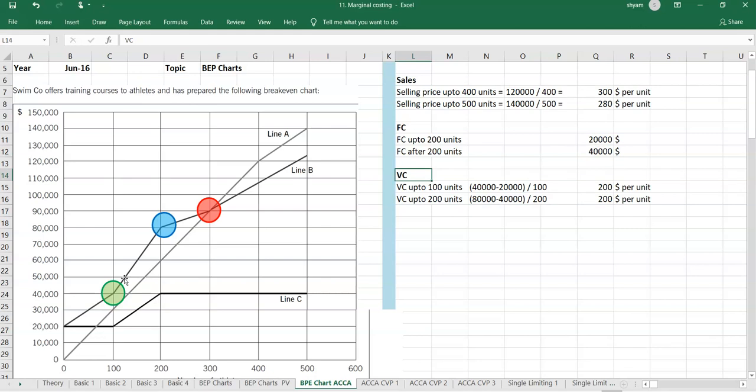Variable cost is not given fully. It is given as total cost. So total cost is given. From that we are deducting the fixed cost, and we are getting the variable cost per unit. So variable cost per unit seems to be the same. Okay, so that's about this sum. We'll move on to the next one.